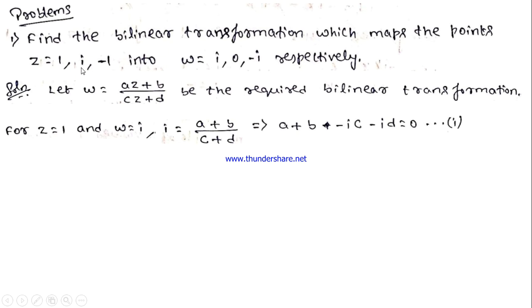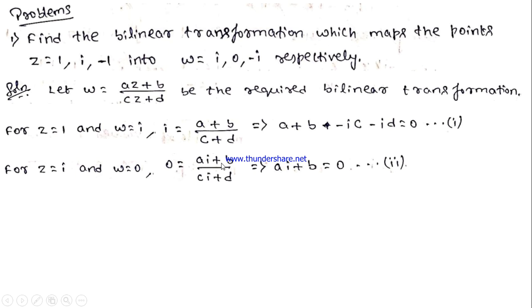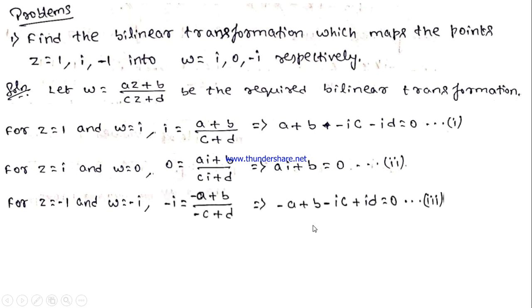In the same way, if you take z equal to i and w equal to 0 in this expression, you will get (a plus b) by (ci plus d) equal to 0. On simplification, it is just a plus b equal to 0. And similarly, if you take z equal to minus 1 and w equal to minus i, you will get this equation. Now we have three equations but four unknowns. We know that we can't find a unique solution. What else can be done?